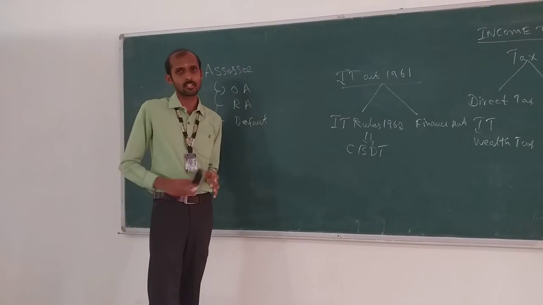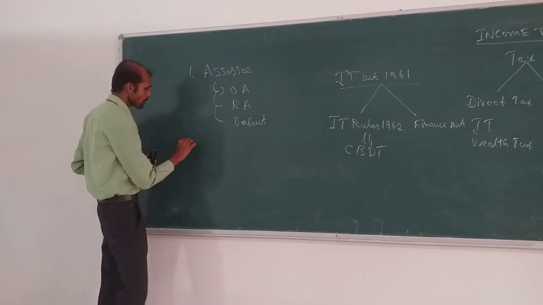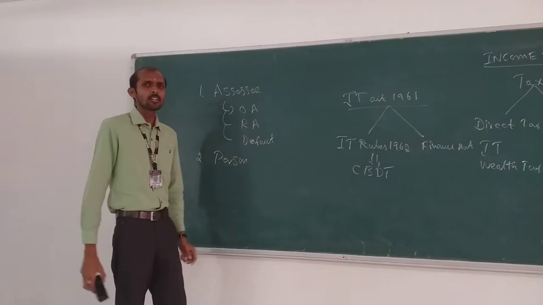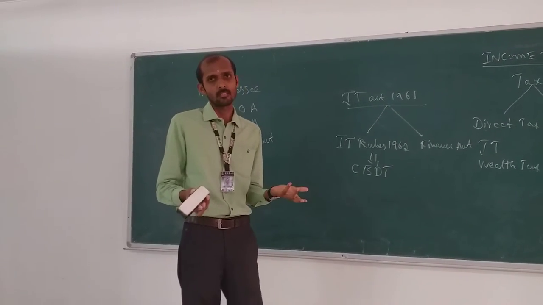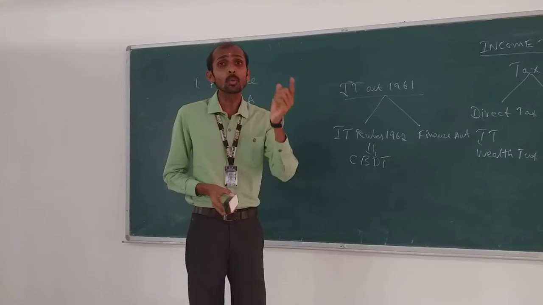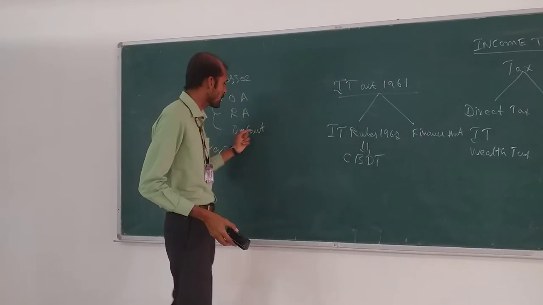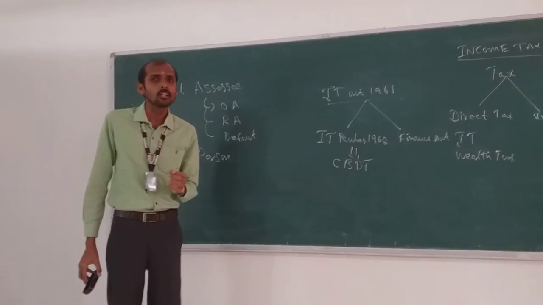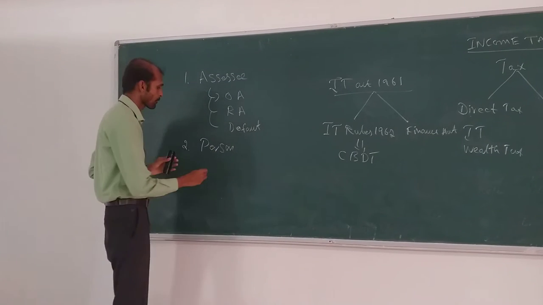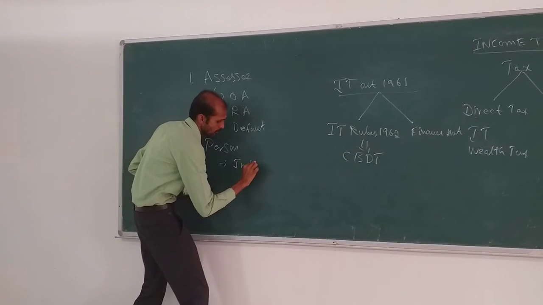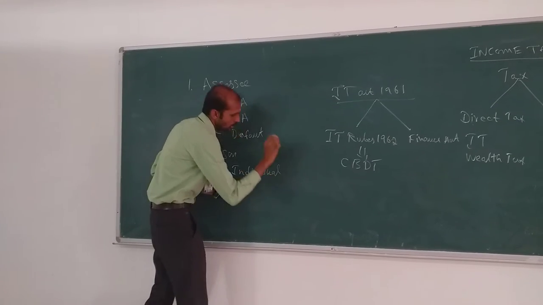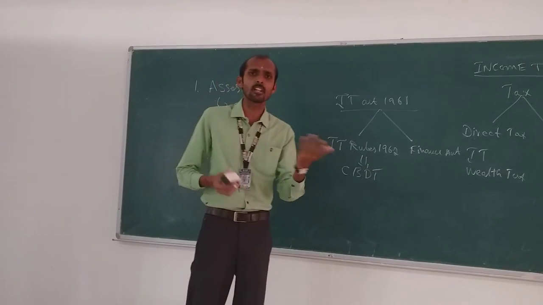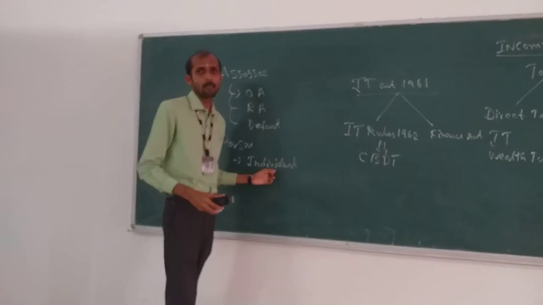The very first definition. The second definition, person. Normally person means human, either male or female. But according to the income tax definition, the term person includes seven types of persons. Who are they? Number one, individual. Individual means Mr. X, Mr. Y, Mrs. Y, Ram, they are called individual persons.